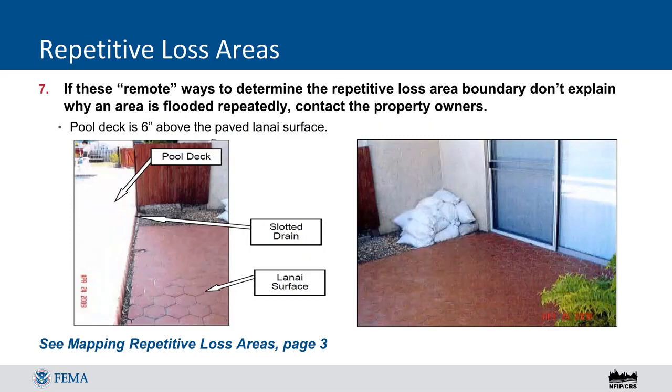Are there remote ways to determine the boundary? There could be. You can contact your property owners and perhaps they can help you figure out why you have this one isolated property. When you talk to that property owner, perhaps this is an example of what you might find. Clearly, this is a problem unique to this property. Here you would have an area of one property.